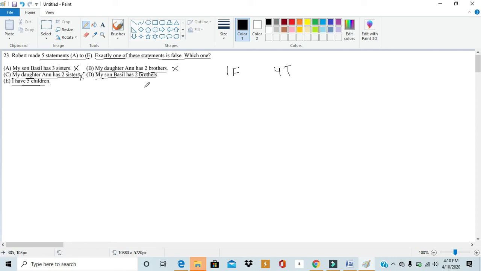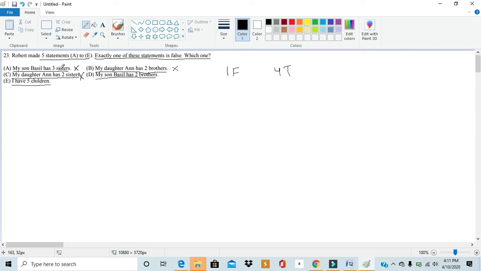Let's check out option D. My son Basil has two brothers. So, since we take option D now, that means option D we're going to take as our new false answer, meaning that my son Basil cannot have two brothers. If that's the case, then my son Basil has three sisters, my daughter Anne has two brothers, my daughter Anne has two sisters, and I have five children.